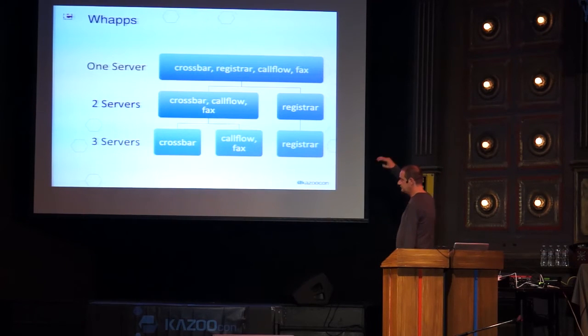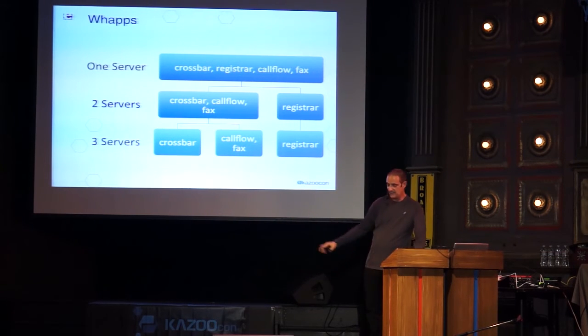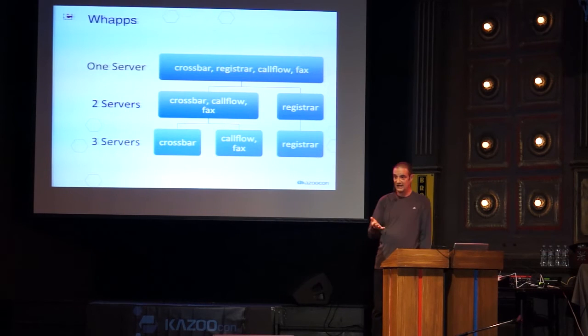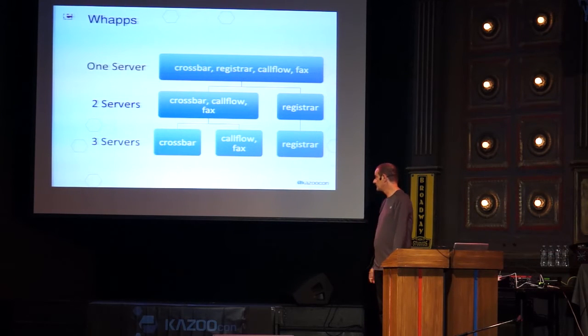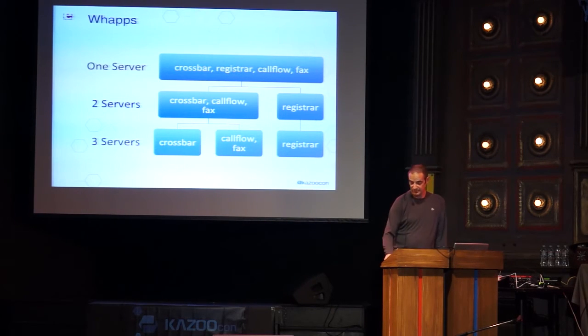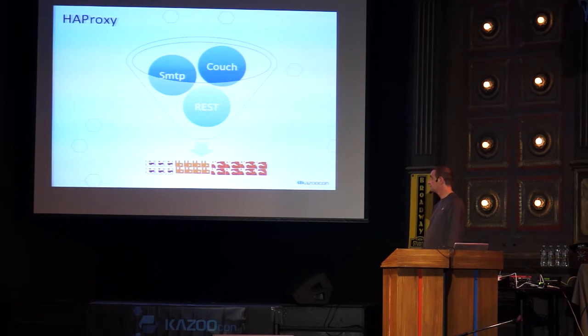But basically, from one server to several, you start to split them out, group them by functionality, like having the API server on one side, maybe have the fax on the other side, maybe have call control like callflow and conference and stuff in another one. And that's how you should progress your cluster.